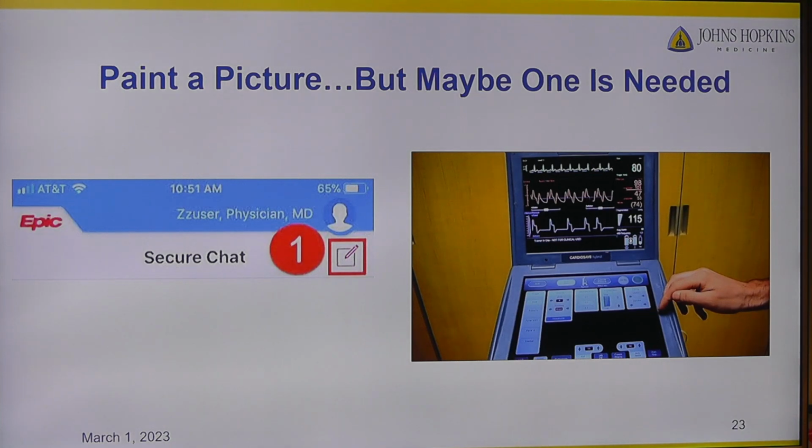Ultimately, your goal is to paint a picture of what is going on for us. There are some times when a picture may be helpful, right? Instead of trying to talk me through the way the balloon pump waveform is looking, maybe we take a snapshot of the balloon pump with the waveform. The ideal way to do this is in a secure, HIPAA-compliant manner, and something like secure chat would be a way to do this.